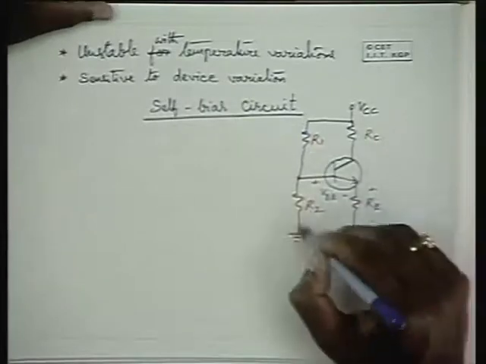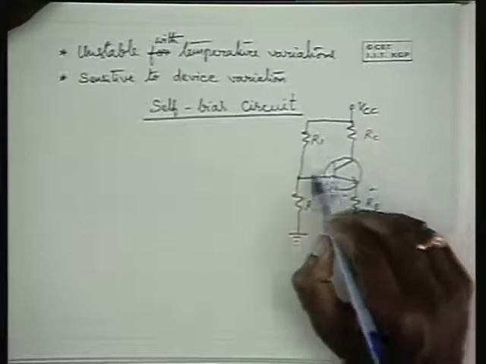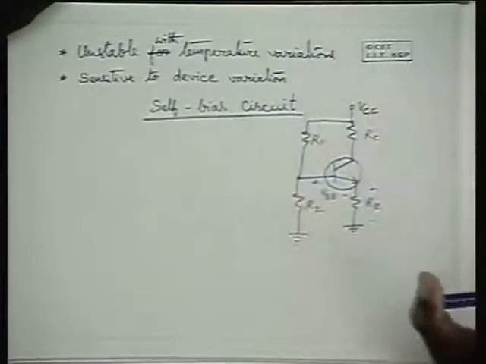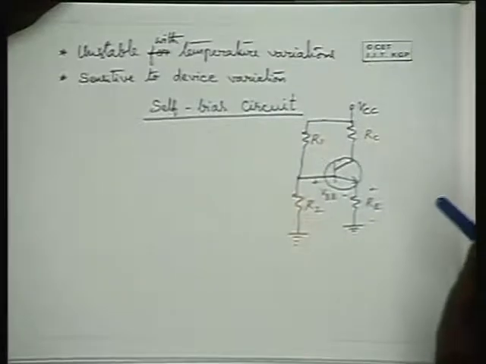Because of this kind of feedback effect, it gives you bias stability against temperature variations. And a similar thing happens due to device variations also.